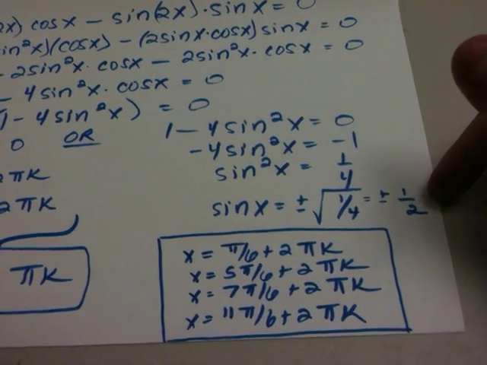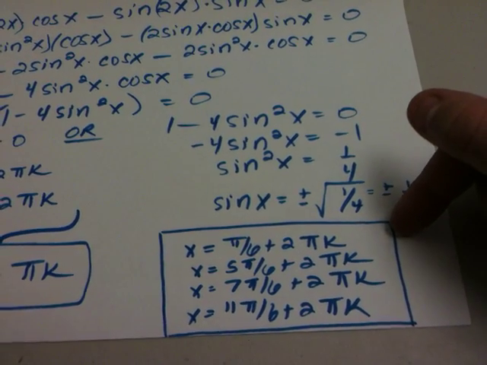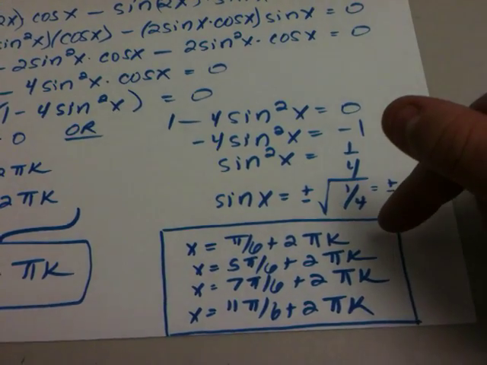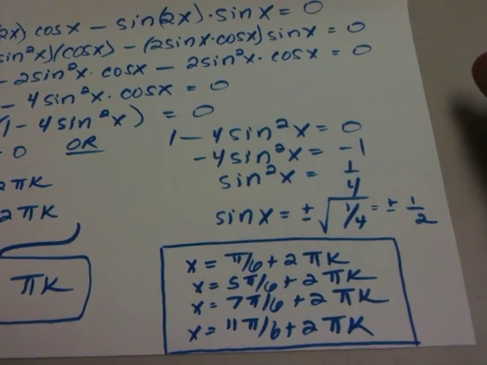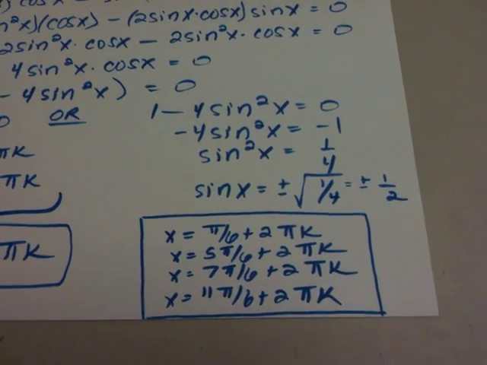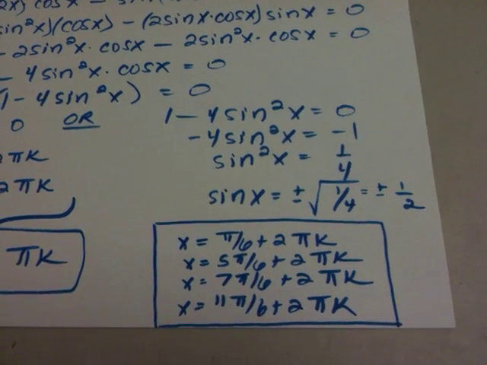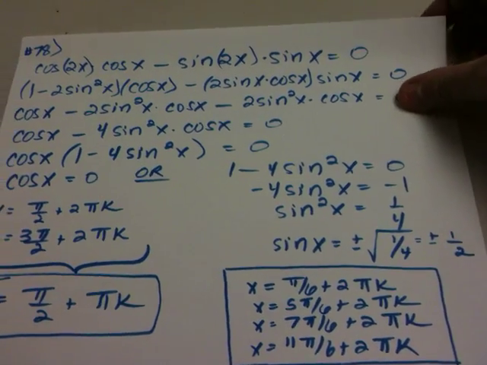I would draw the unit circle, and you're going to discover that x is going to be pi over 6 plus 2 pi k, and 5 pi over 6 plus 2 pi k. Those are the places where the sine of x will be equal to positive 1/2. At 7 pi over 6 plus 2 pi k and 11 pi over 6 plus 2 pi k, that's where your sine is going to be negative 1/2. So that wraps up the solution to problem number 78.